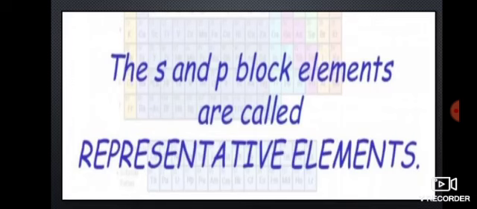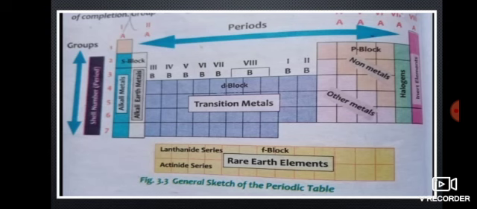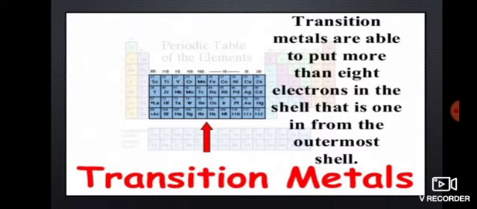Here is given: the S and P block elements are called representative elements or the normal elements. If you look at this, the S block is this one and this one is the P block. These both are collectively called normal elements, while the D block is present in the center. So now what are the transition elements? Transition metals or transition elements are present in the center, and these are metals. They are able to put more than 8 electrons in the shell, that is, in the outermost shell.